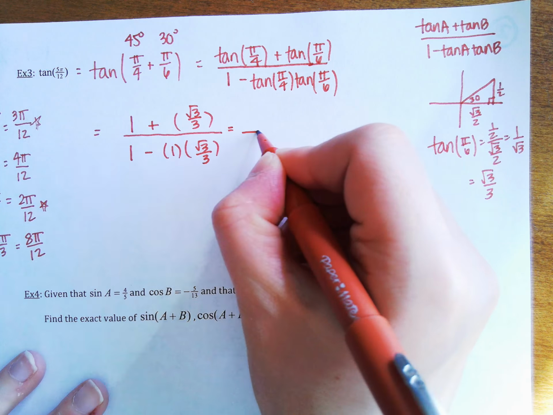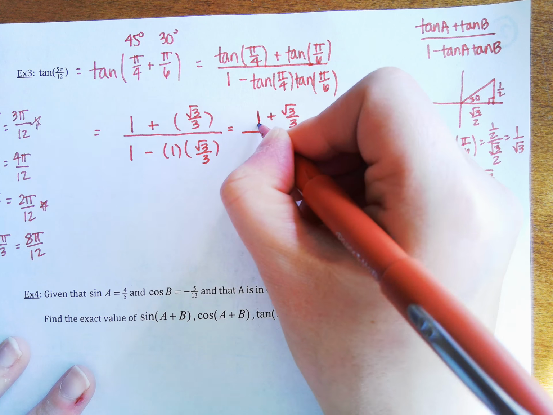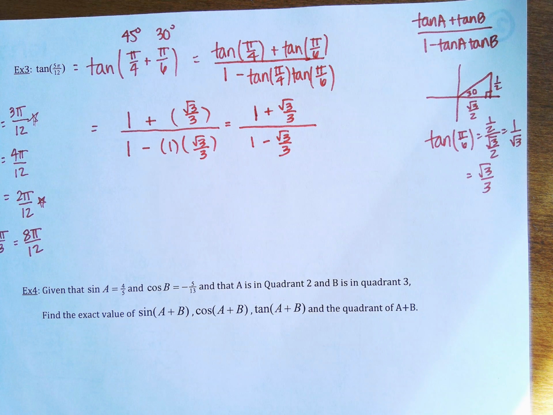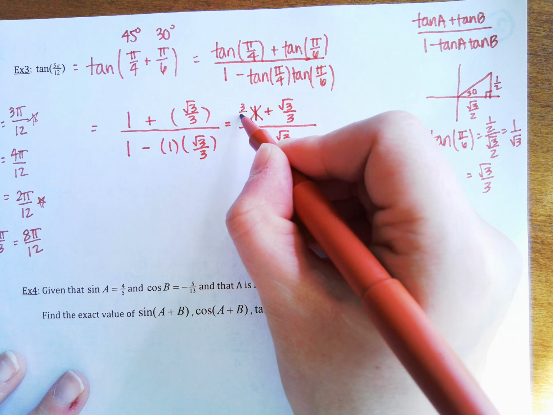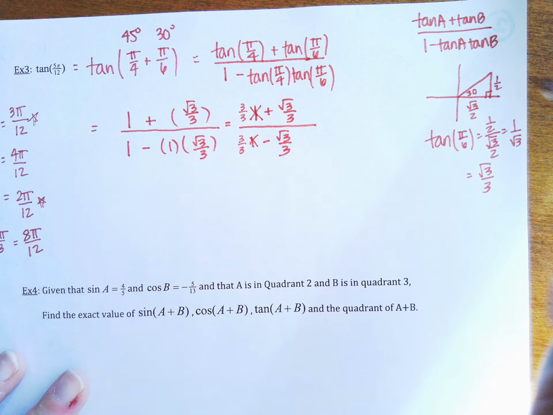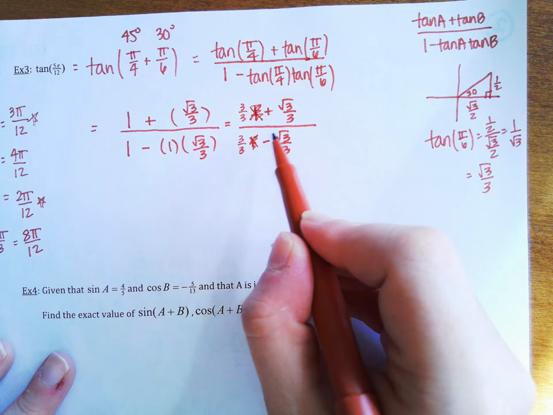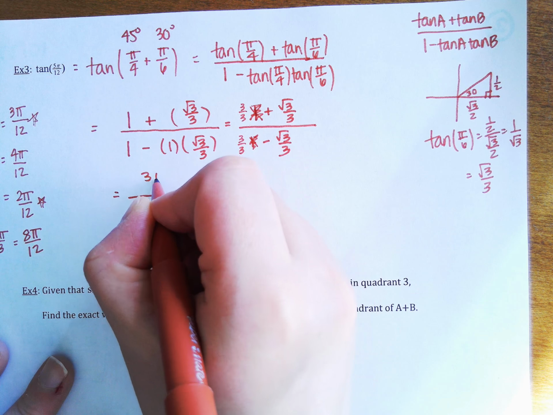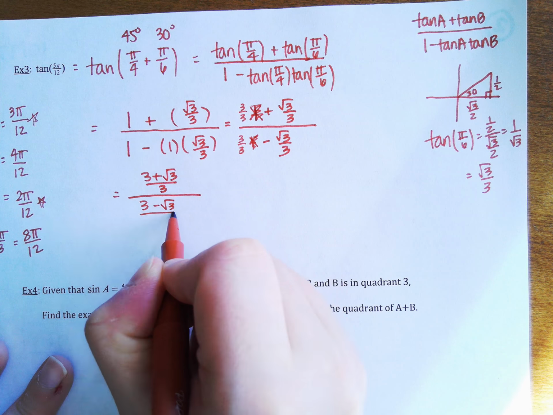Okay, so we got to simplify. This is where the hard part comes in. So on the top, I have 1 plus root 3 over 3. On the bottom, I have 1 minus root 3 over 3. Last chapter, when we had fractions within fractions, the thing to do was to find a common denominator in the top and the bottom. So that's what we're going to do. So this 1, we'd multiply by 3 over 3. So now I have 3 plus root 3 over 3, and 3 over 3 minus root 3 over 3. So altogether that becomes 3 plus root 3 over 3 and 3 minus root 3 over 3.